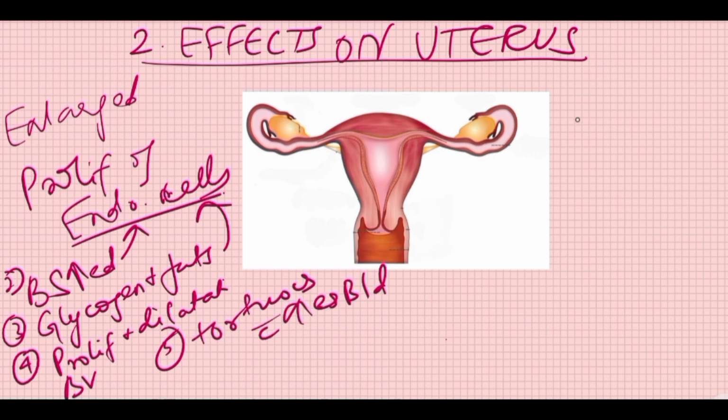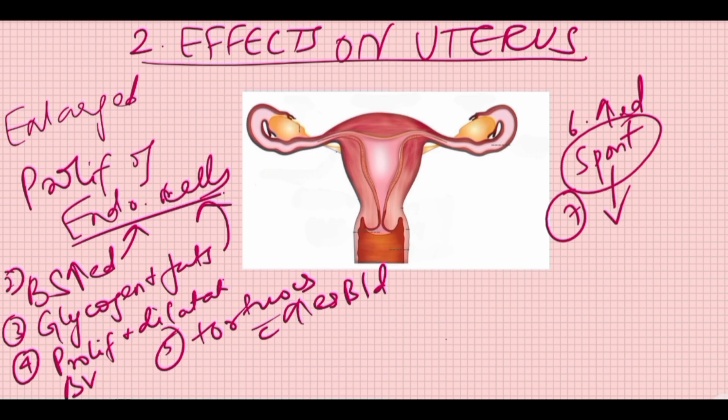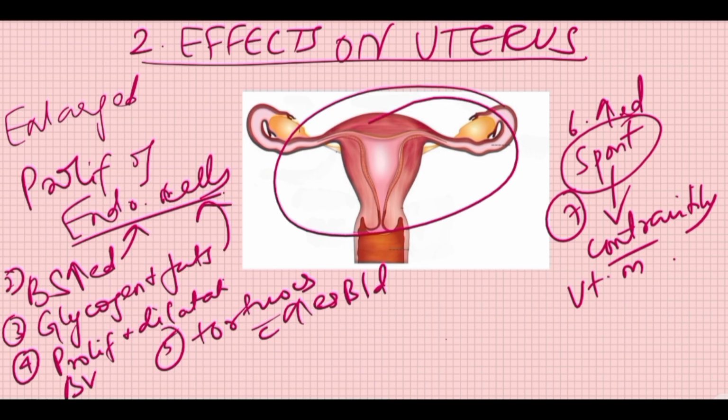The sixth one is the increased spontaneous activity of the uterine muscles and sensitivity to oxytocin. The seventh one is the increased contractility of the uterine muscles. All these changes prepare the uterus for pregnancy.